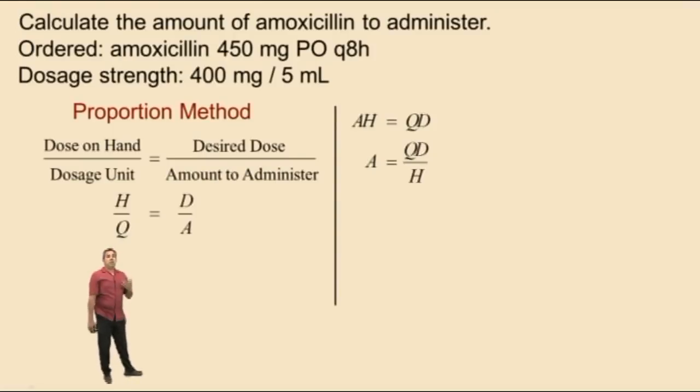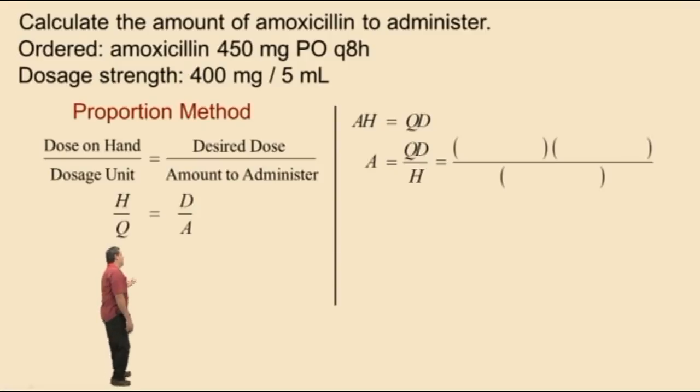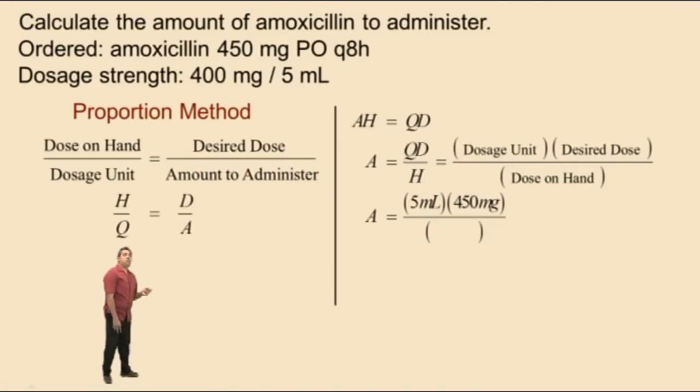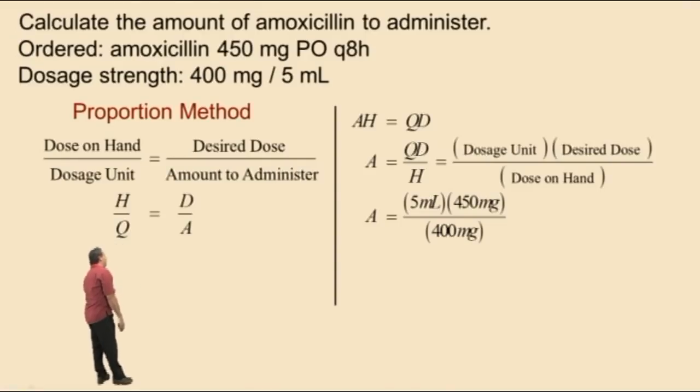Let's go ahead and remind ourselves what these capital letter abbreviations represent. Remember, Q represents the dosage unit, D represents the desired dose, and H represents the dose on hand. And remember, A represents the amount to administer, and that is what we're trying to calculate here. So let's go ahead and put in our quantities. Our dosage unit is 5 milliliters. Our desired dose is 450 milligrams. Our dose on hand is 400 milligrams.